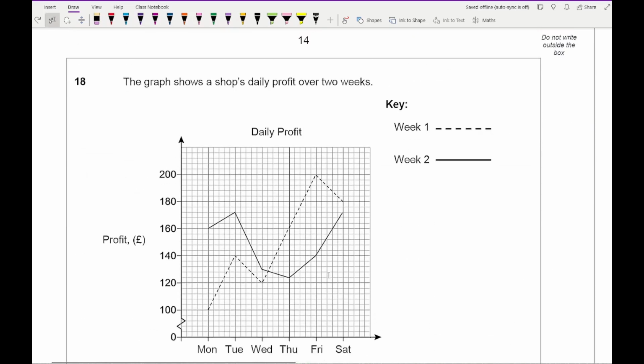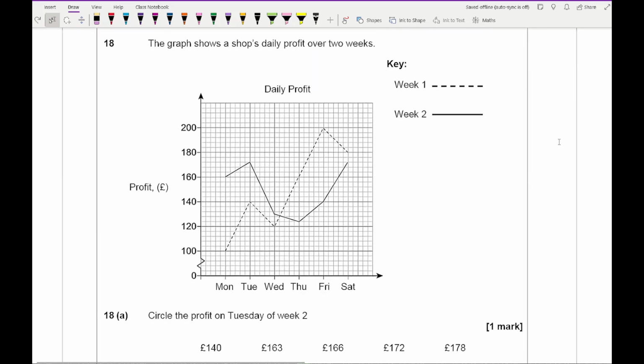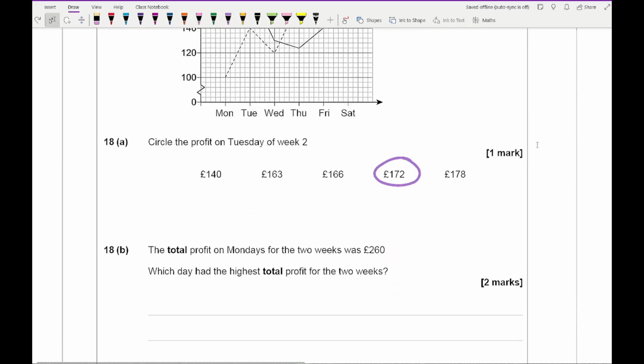Moving on to question 18, it says the graph shows a shop daily's profit over 2 weeks, and it says circle the profit on Tuesday of week 2. Now week 2, if I just zoom out, is the solid line and Tuesday is here. So working that value out, I would say it's going to be 172. It then says the total profit for Monday for the 2 weeks is 260. On which day is the highest total profit?